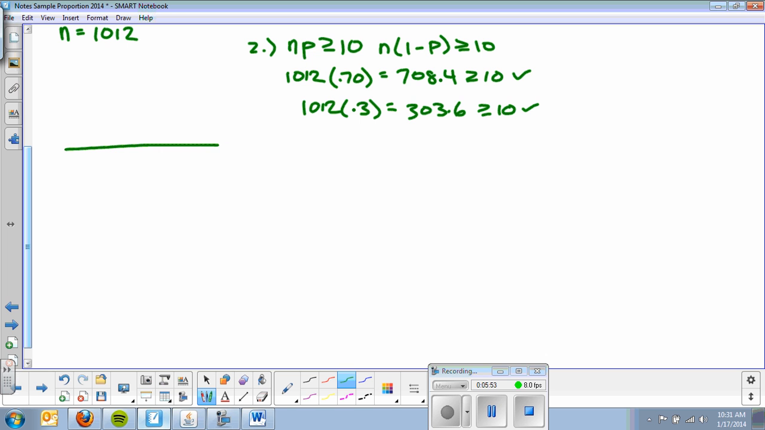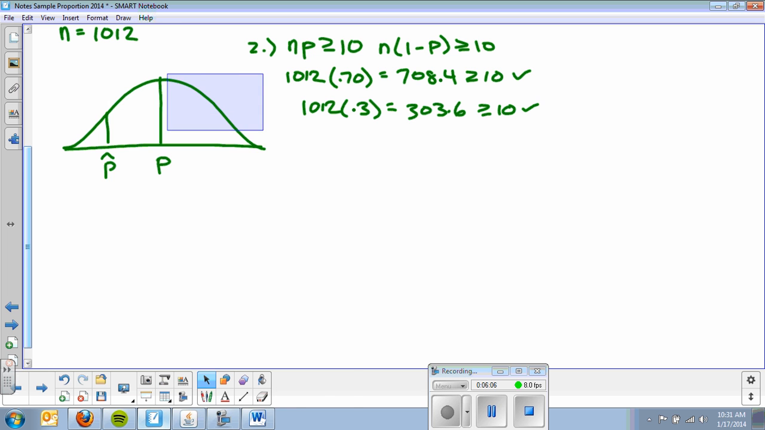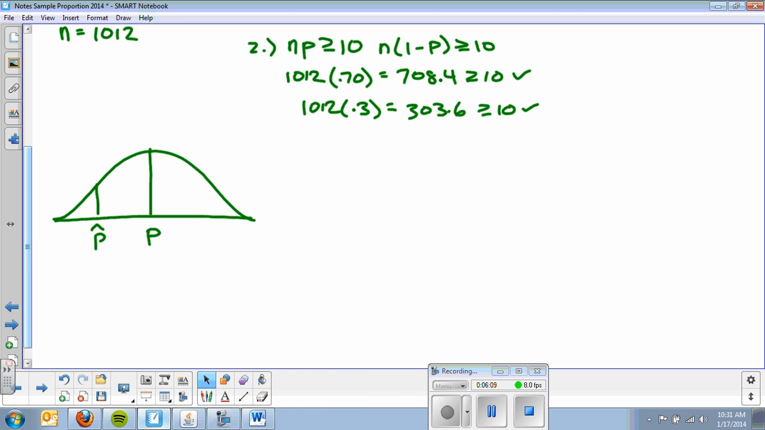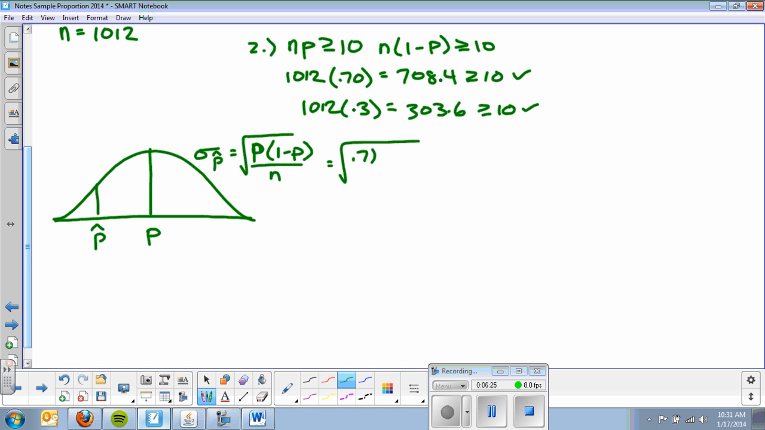Okay, so we know that the distribution of the sampling distribution is approximately normal with the mean P. We have a P hat, and we will calculate sigma sub P hat. I'm going to slide this down a little bit so that I have some room. The formula for sigma sub P hat is the square root of P times 1 minus P over N. So we can calculate that pretty easily. It's the square root of 0.7 times 0.3 over 1,012.